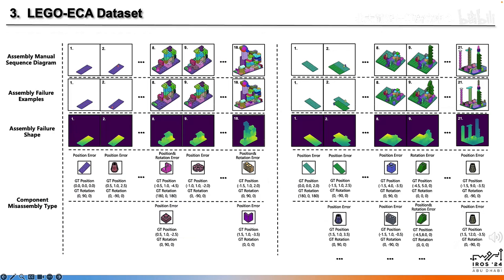Here's an example from our dataset. The first row displays the assembly manual image. The second row shows the corresponding possible error examples. The third row presents the associated shape, and the fourth row provides information about the components with assembly errors.